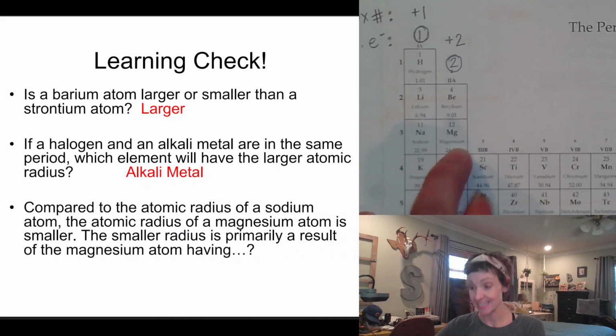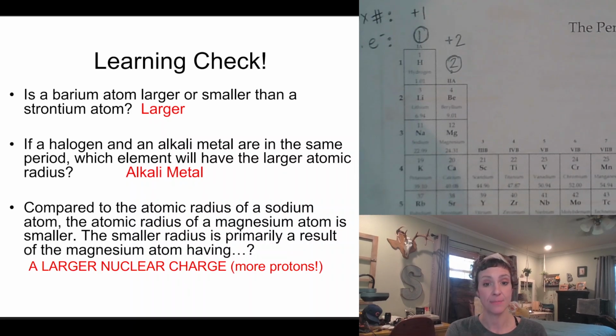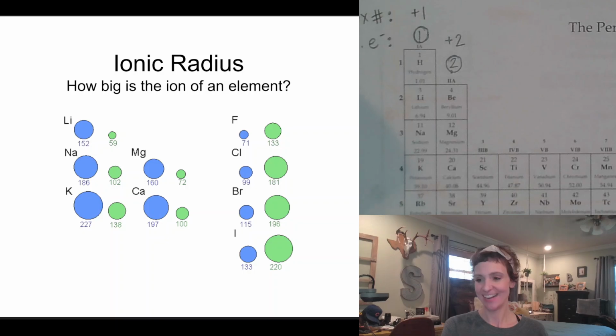Yeah, that makes sense because as I move left to right, I am increasing that nuclear charge and it pulls it in tighter. So the smaller radius is primarily a result of the magnesium having a larger nuclear charge, right? More protons pulling those electrons in.